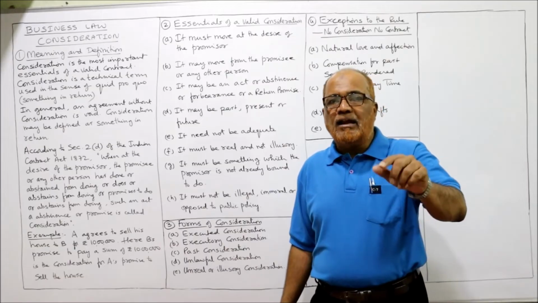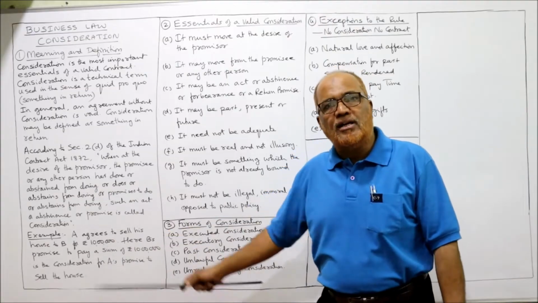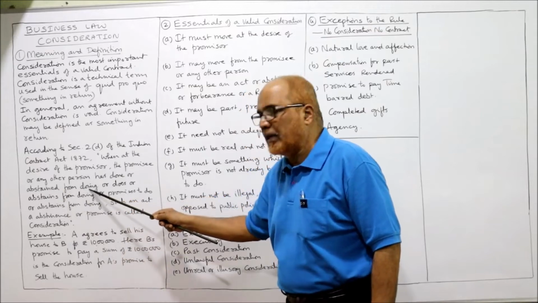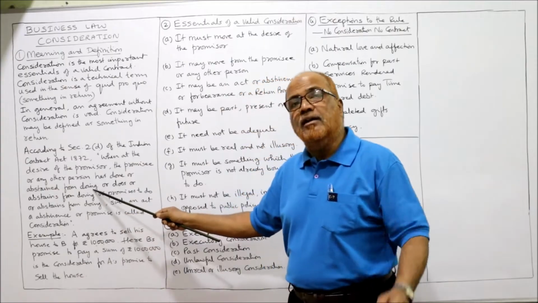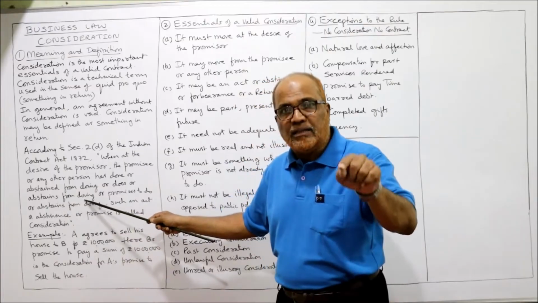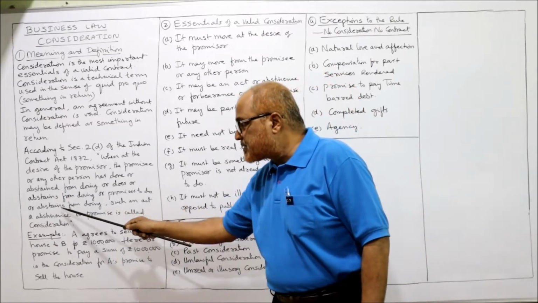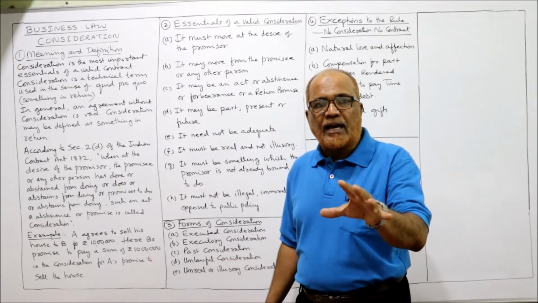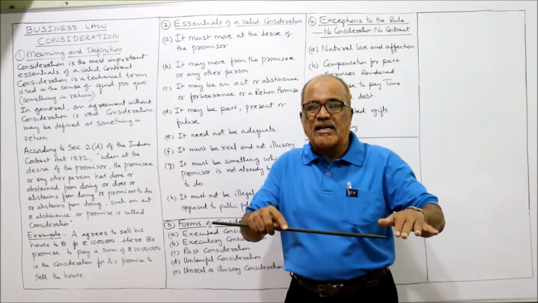That means the consideration may be past consideration, present consideration, or future consideration. That's why it is given: has done or abstained from doing, this is past. Does or abstains from doing, this is present. Or promises to do or abstain from doing, this is future. That means in this definition of the Indian Contract Act, it has specified that consideration may be past, present, or future.